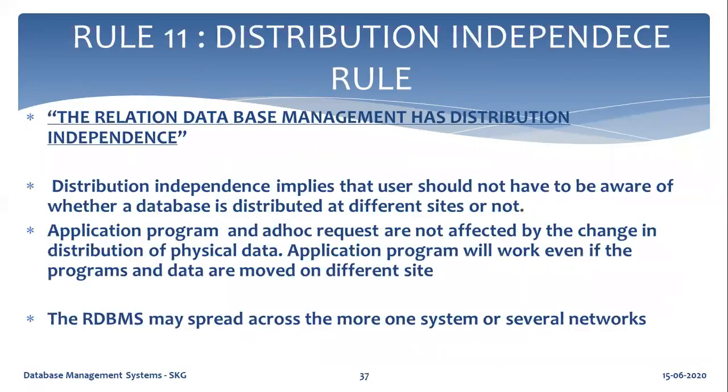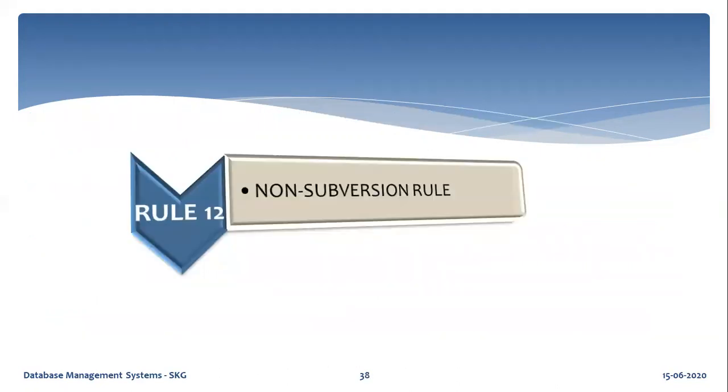Distribution independence means the relational database management system has distribution independence. That is, distribution independence implies the user should not have to be aware of whether the database is distributed at different sites. It means data can be stored on different machines, multiple machines or multiple sites. So your application program should not be affected by where the data is stored. An RDBMS may spread across more than one system or several networks, so the application level should not be affected. We can change those machines also.